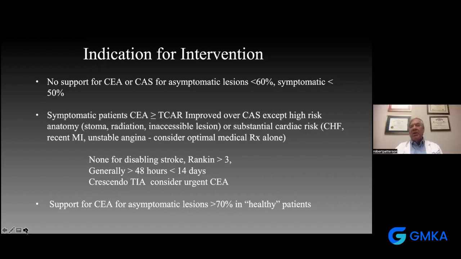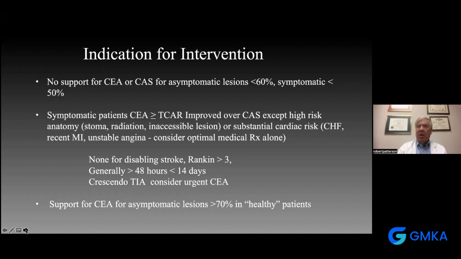So we don't do any interventions at all for somebody who comes in with a truly disabling stroke, the modified Rankin scale of greater than 3, because there's not really much benefit to salvage, and you can clearly make those people worse.